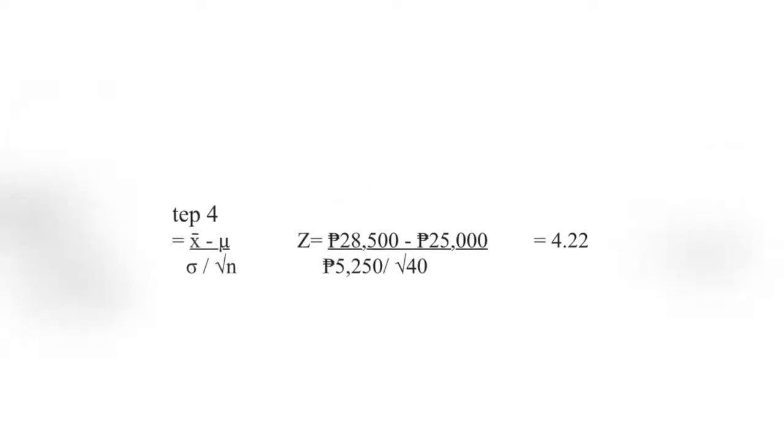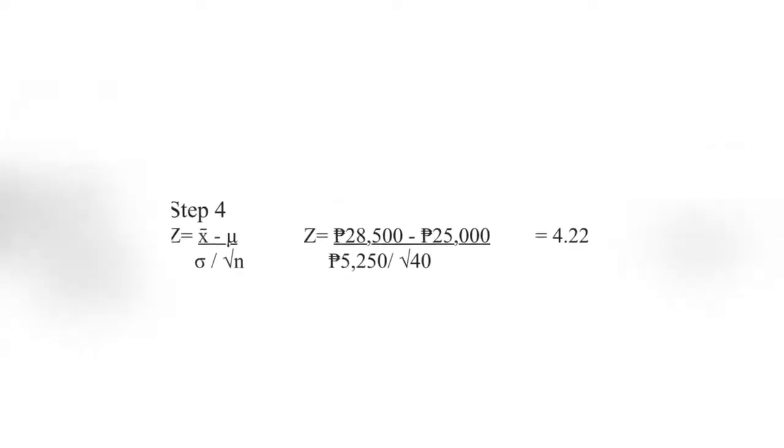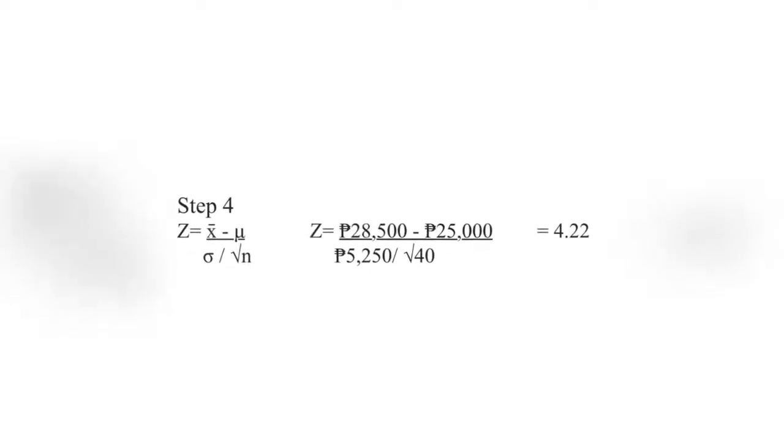Write down and fill out the equivalent value of the formula for the test statistic. It is equal to the sample mean minus mu, divided by the standard deviation over the square root of the population. Compute and recheck if you input the right data. And there, the answer is 4.22.